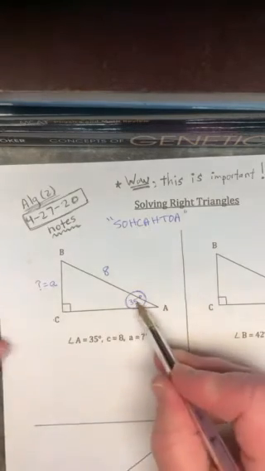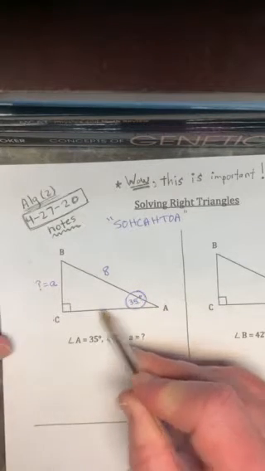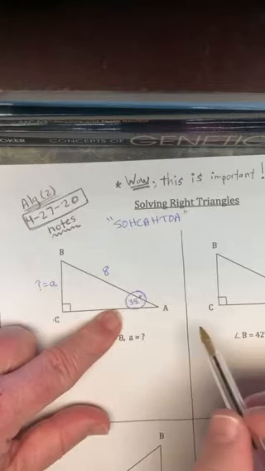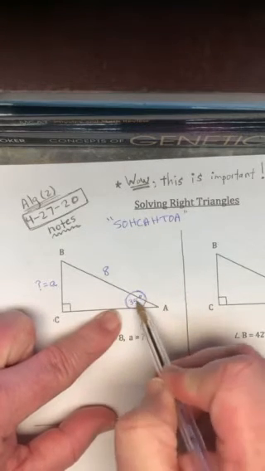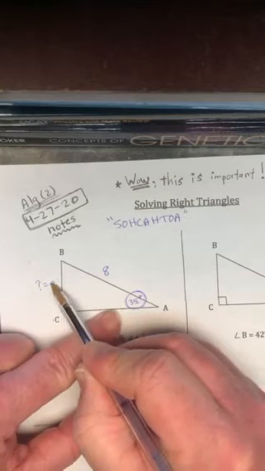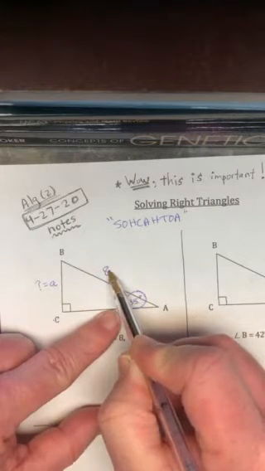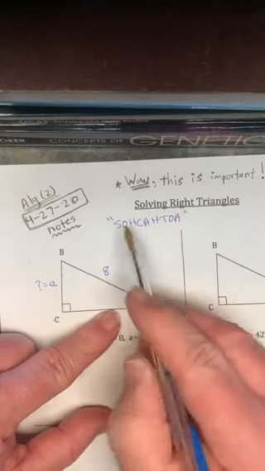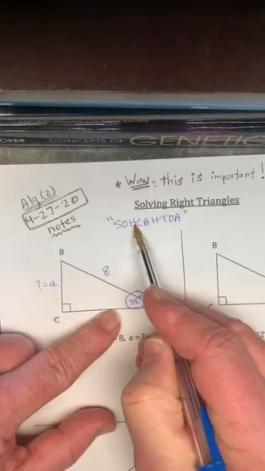Of course, if that side is empty and it's blank and we don't know anything about it, we're not going to work with it, are we? So do you agree that using this as our reference angle, we're going to work with the opposite and the hypotenuse? Oh, and remember, SOHCAHTOA, sine is opposite over hypotenuse, isn't it?